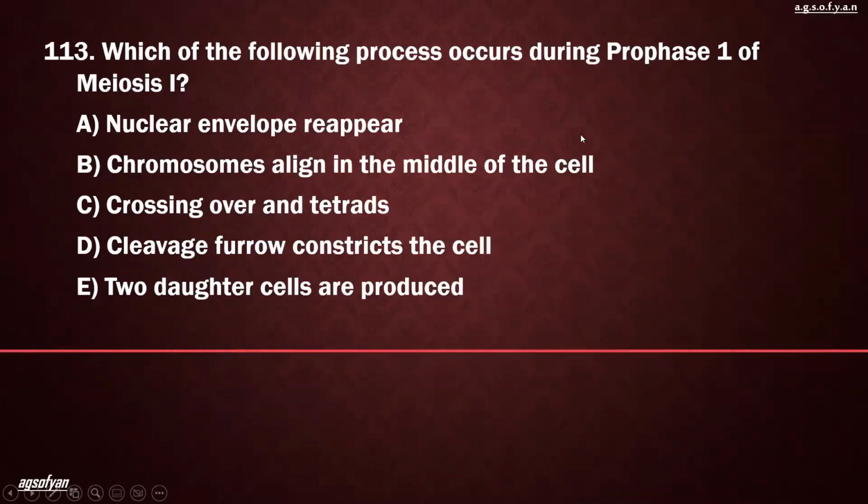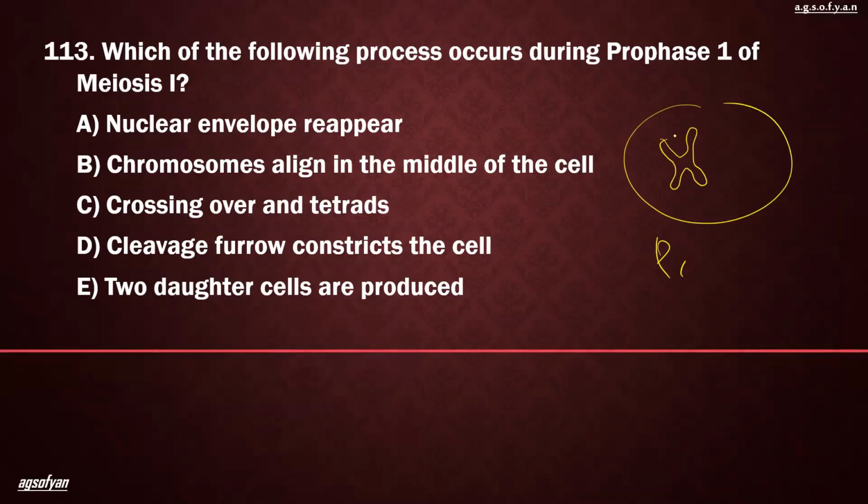Which of the following processes occurs during prophase 1 of meiosis? This is a very important process, prophase 1. The chromosomes are going to make a structure called the tetrad, with crossing over here. That's the very important thing happening during prophase 1. So which one is that? It would be C. Chromosomes line up, tetrads appear, crossing over. Yes, the crossing over and tetrads are present there.